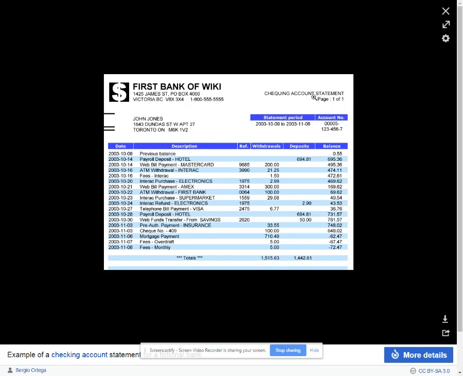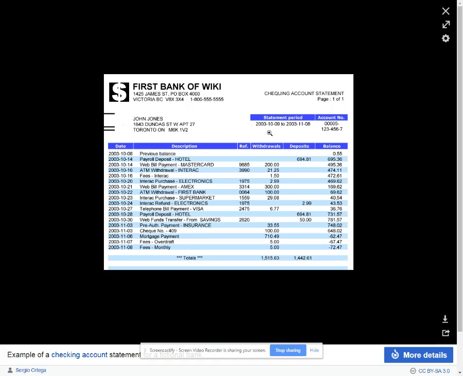We know that this is a checking account statement, and we can see that the name of the person who is receiving this statement is John Jones. All of the information that we are going to find out is about the money that John Jones either spent or received. We can also see his address right here, and then we have the statement period listed.